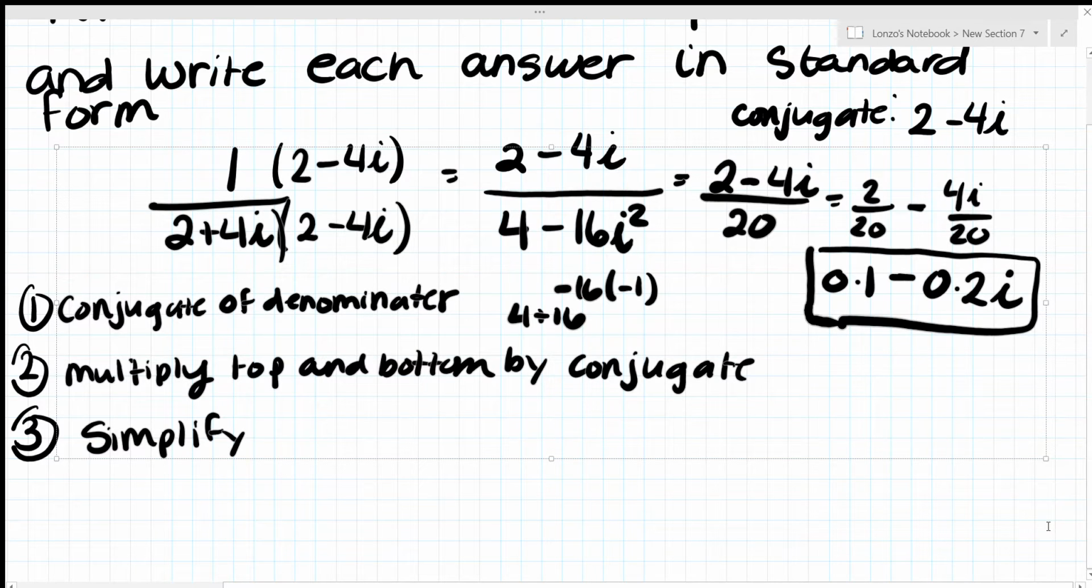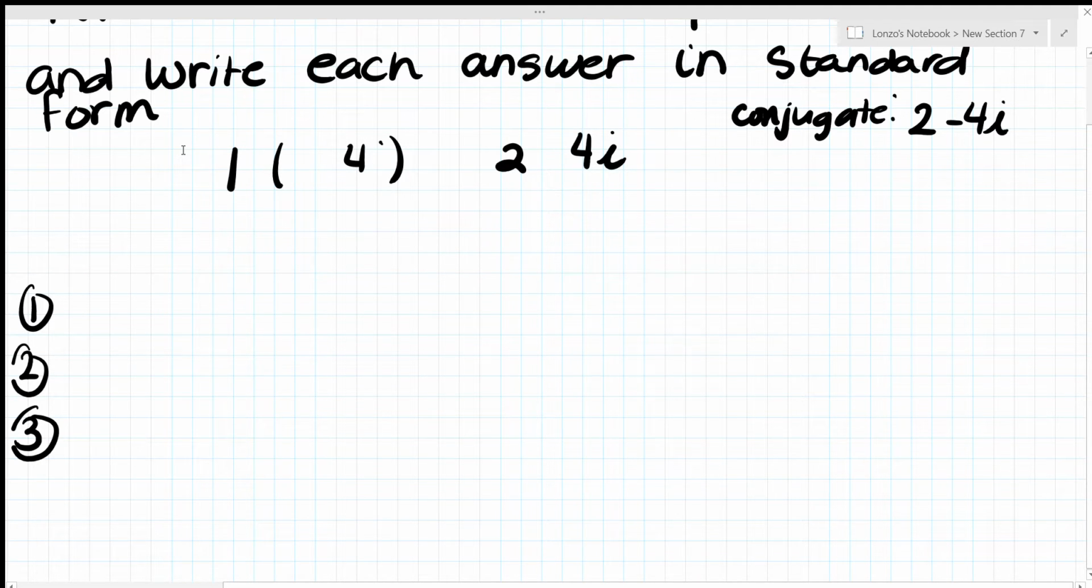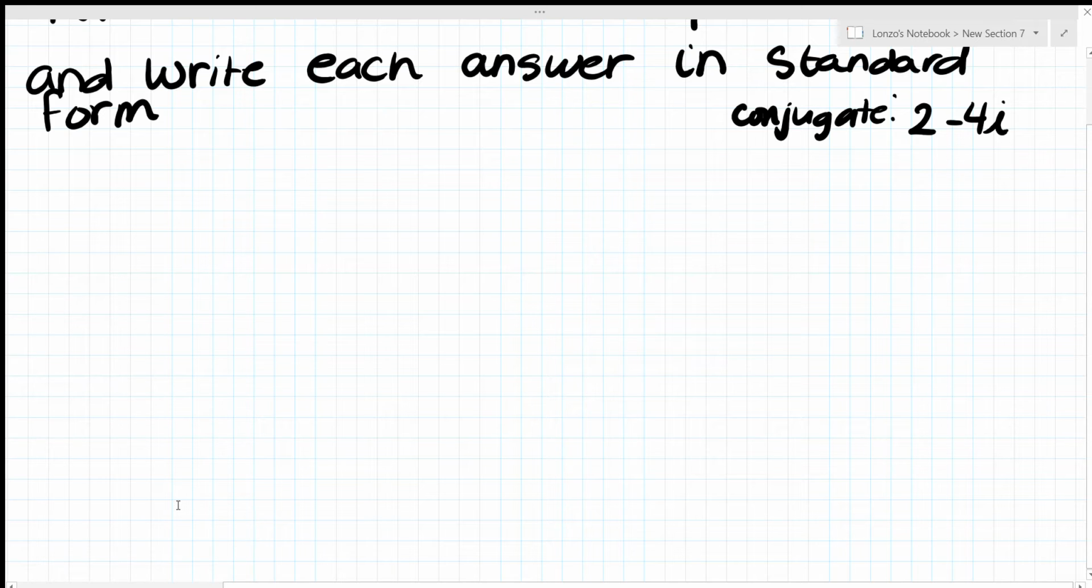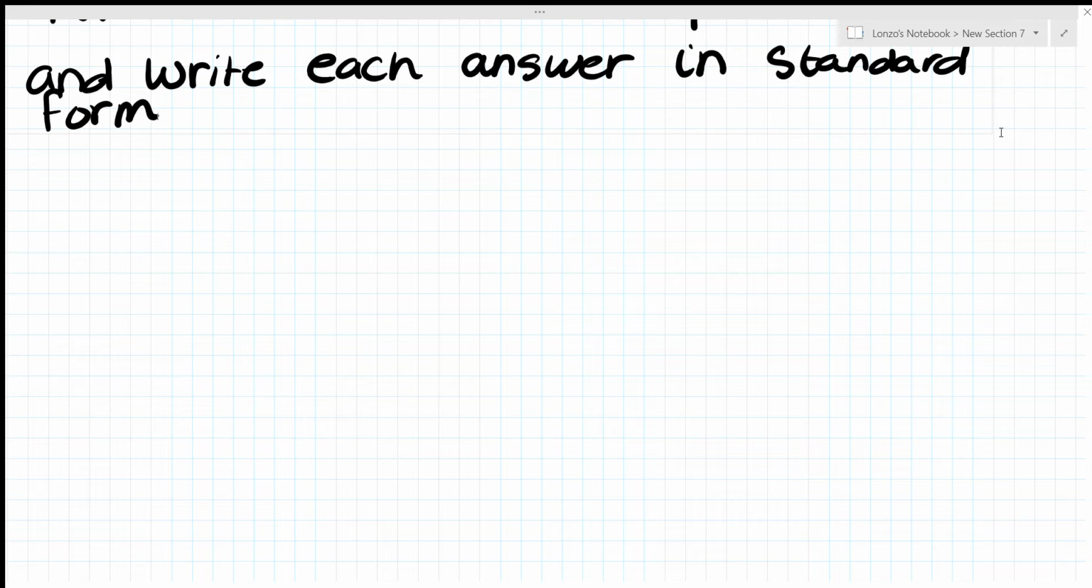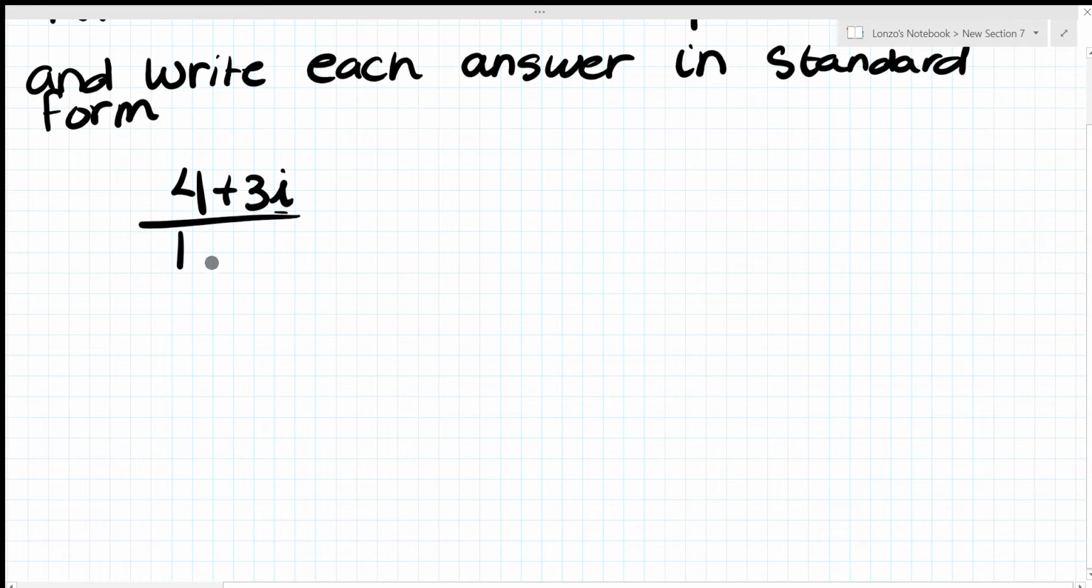So that was one of the harder ones. Let's do some more harder ones. But first, let me erase everything. Okay, so let's do this one. We have 4 plus 3i divided by 1 plus 2i.